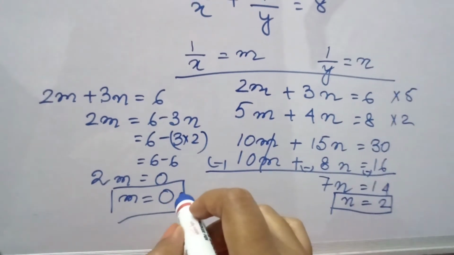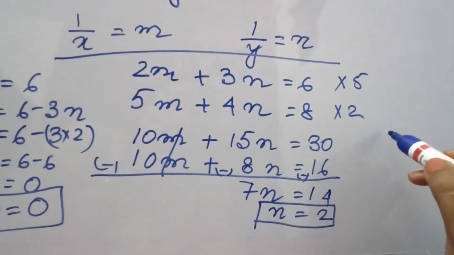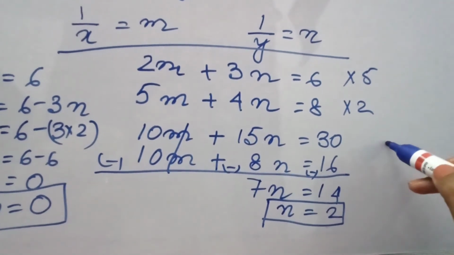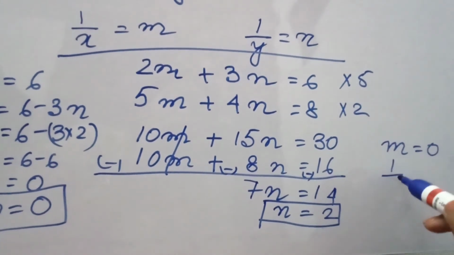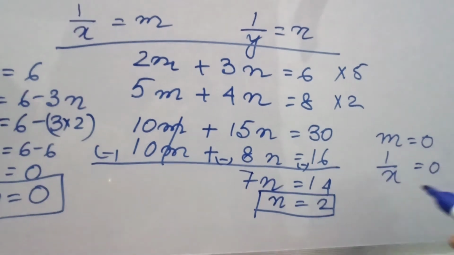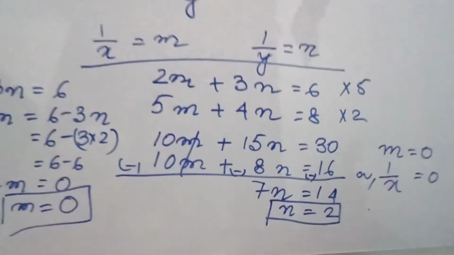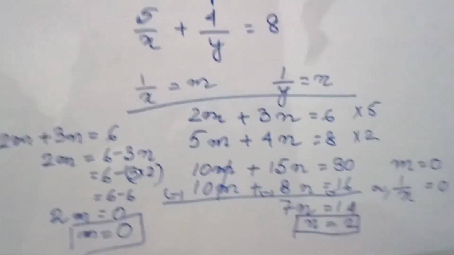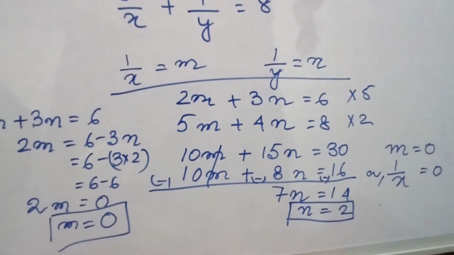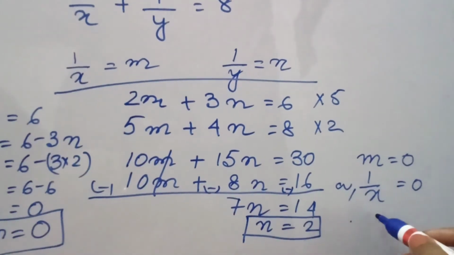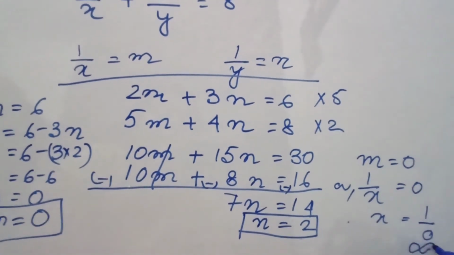But what was our question? Our question was not this. So if m is equal to 0, which means 1 by x is equal to 0, correct? Or we can say x is equal to 1 by 0, which is undefined, correct, which cannot be defined.